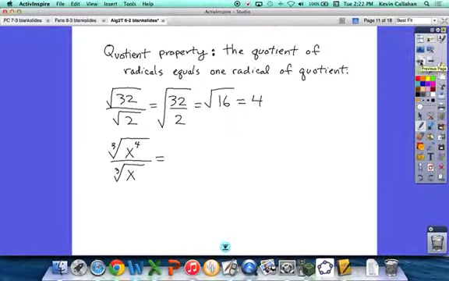Okay. Now we also have a quotient property. The quotient property says if you have the quotient, meaning the dividing of radicals, you can put those together into one radical. Or if you have one radical of a quotient, you can split it into 2. You can go either way. So like the square root of 32 over the square root of 2, you could write that as the square root of, and then put the 32 over 2 inside that one radical. And 32 over 2 is 16, and that again simplifies as 4.